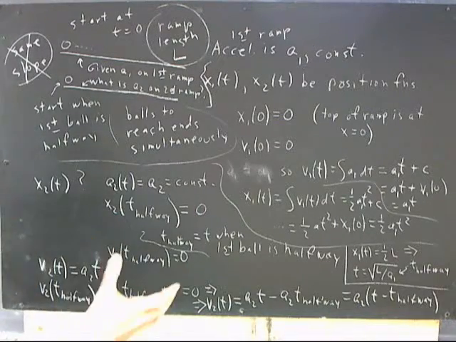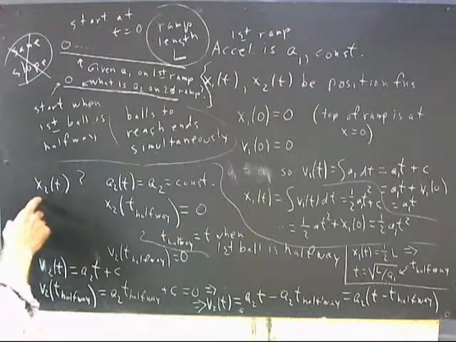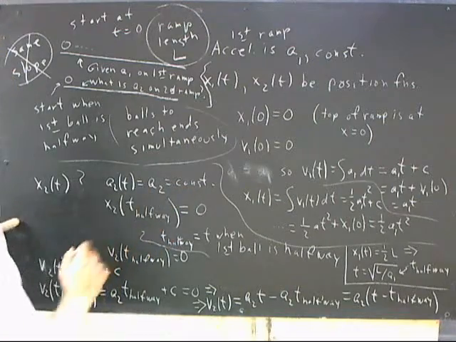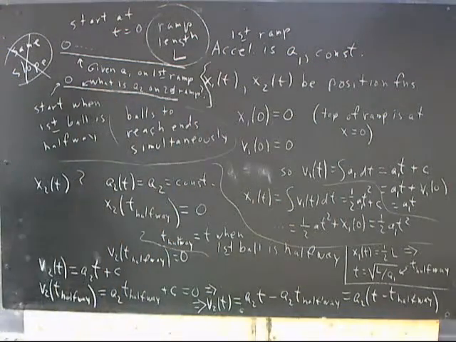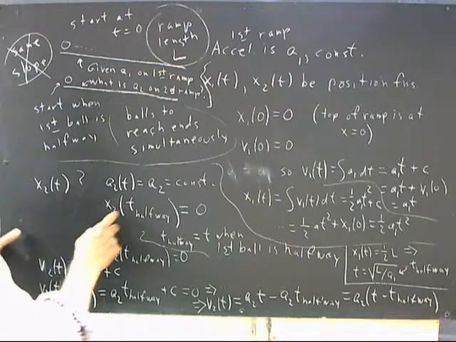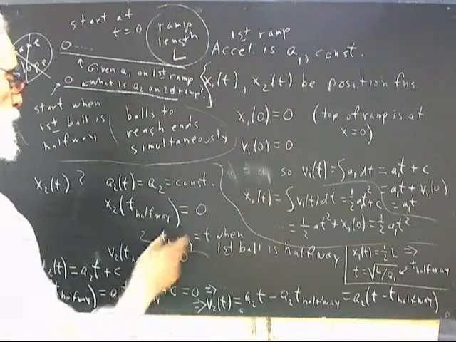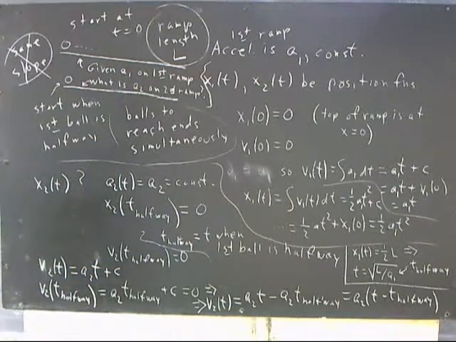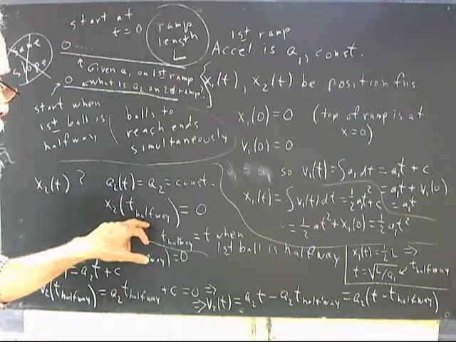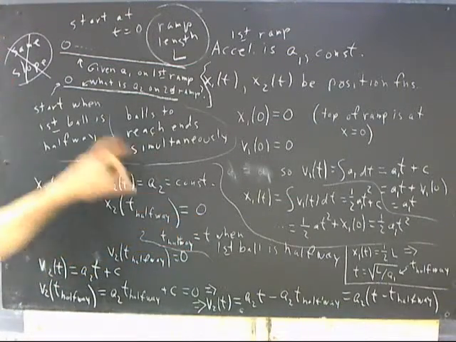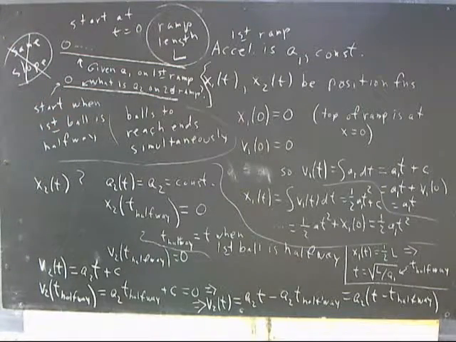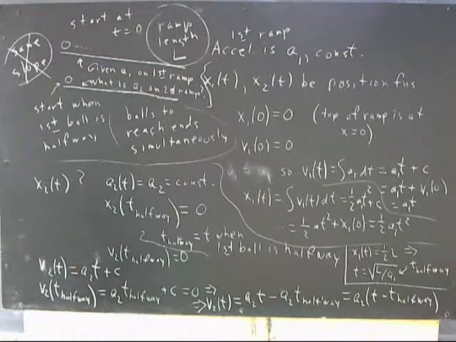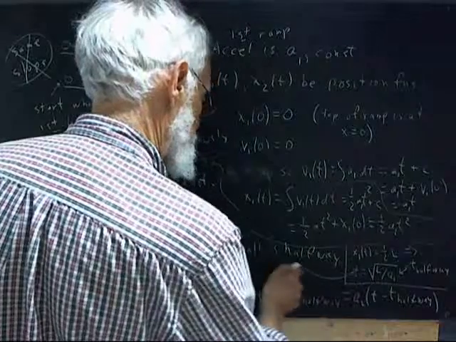Okay, well, let's look at the motion of the second ball then. What's the function x2 of t? We know that a2 of t is a2, which is constant, just from our assumption that the acceleration here is a2, and that x2 of t halfway has to equal 0. What does that mean? t halfway is the time when the first ball is halfway down the ramp, so x2 at that time is still 0 because that's when we release the ball.